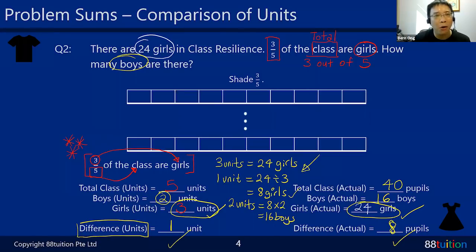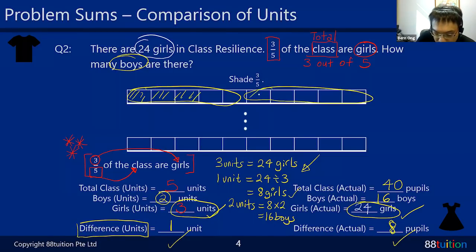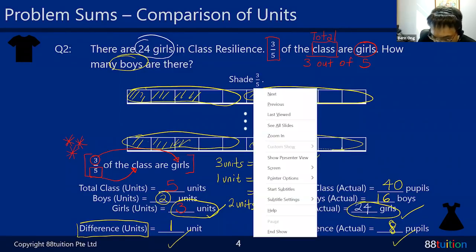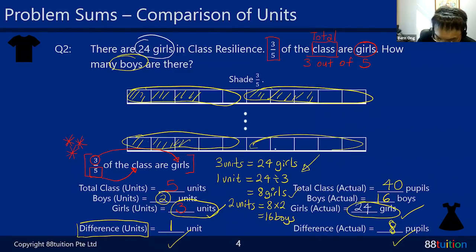Then in terms of model, you want to shade. Wow, 3 out of 5 of the class are girls. Means out of 5, there are 3 girls. So out of 5 here, there are 3 girls. And out of 5 again, there are 3 girls.